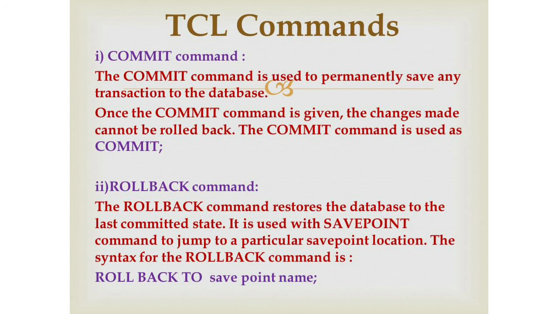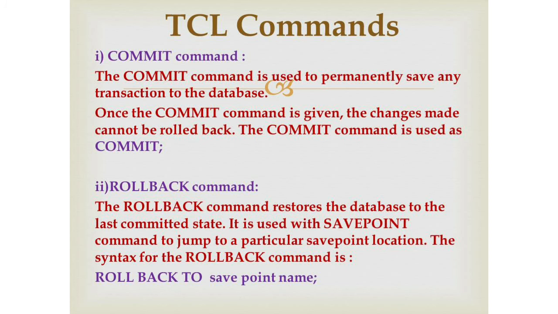Second one is the ROLLBACK command. The ROLLBACK command restores the database to the last committed state. That is like an undo command. By using an undo command, you can restore actions previously done, right? The same way you can use this ROLLBACK command. It is used with the SAVEPOINT command to jump to a particular savepoint location. Savepoint is the third command which we use in TCL.